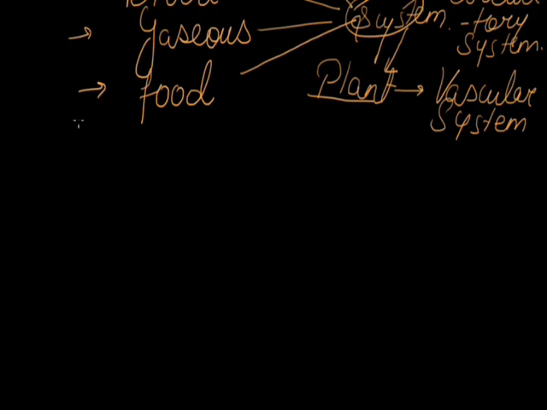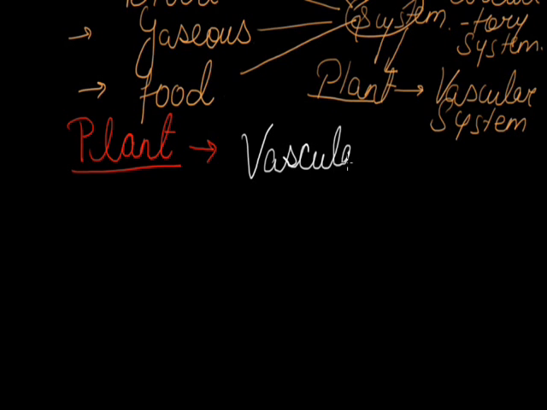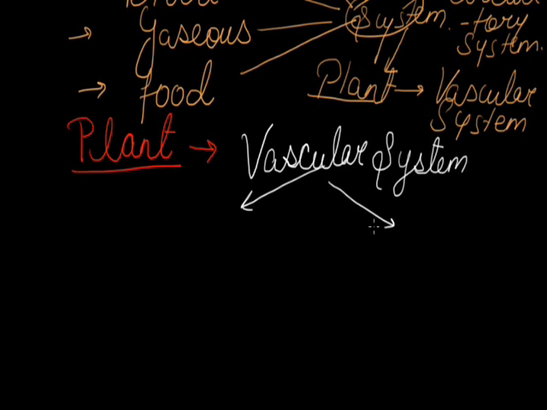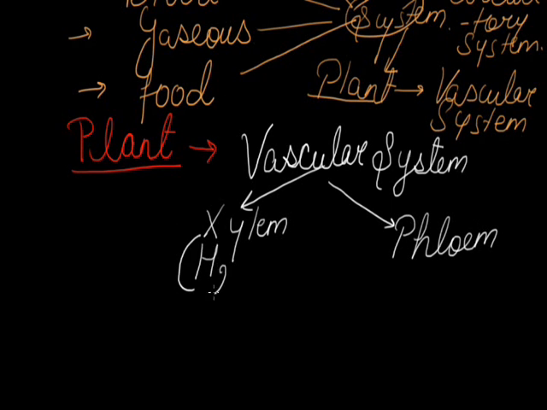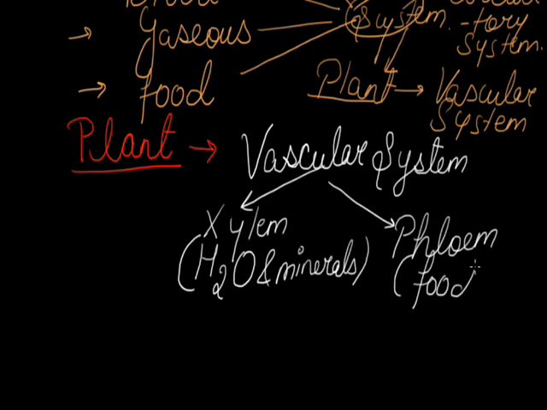So first we will talk about the vascular system in plants. The transportation in plants takes place by the vascular system, and the vascular system is broadly divided into two parts, that is xylem and phloem. The xylem is responsible for the transportation of water and minerals, and phloem is responsible for the transportation of food from one part to another.